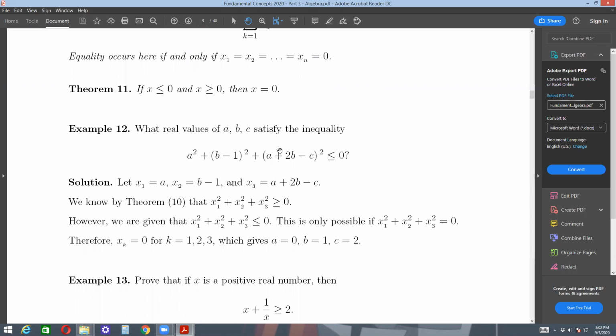Right, so for example, what real values of z satisfy this? Well, this is a sum of squares, right? And we want it to be less than or equal to 0, but we know sums of squares have to be more than or equal to 0. So this is only possible when it's equal to 0. And it means that a has to be 0, b minus 1 has to be 0, and this has to be 0, and we can solve based on that.